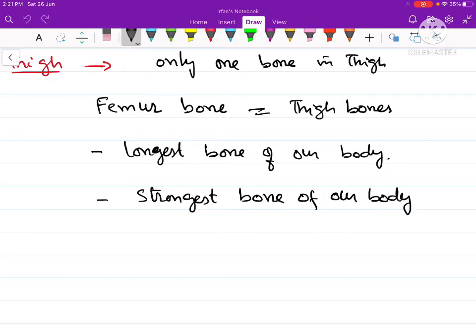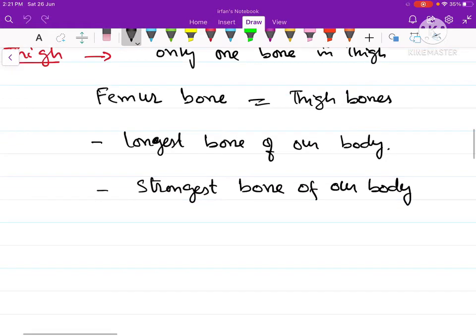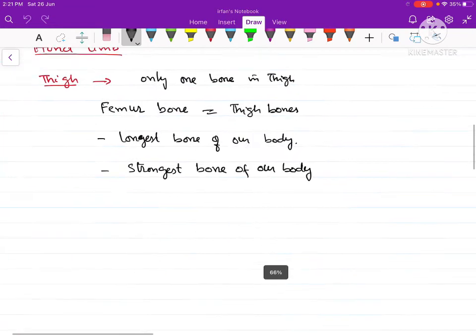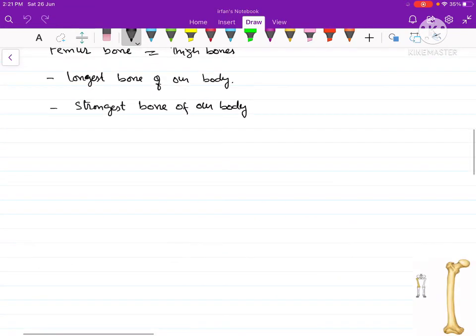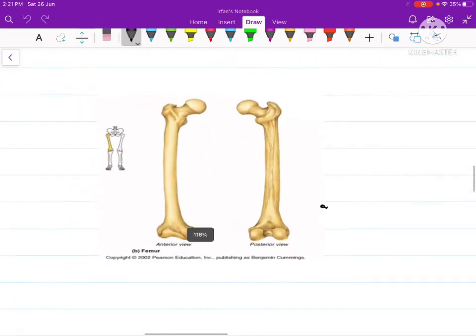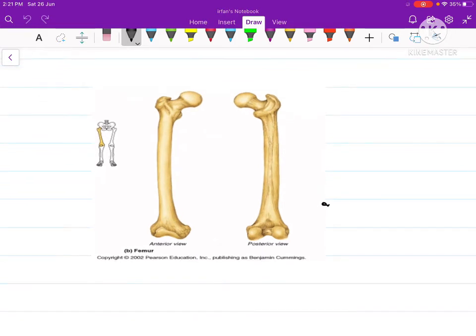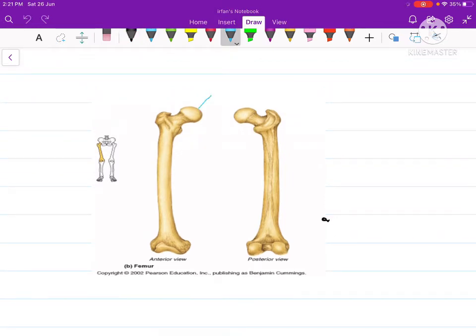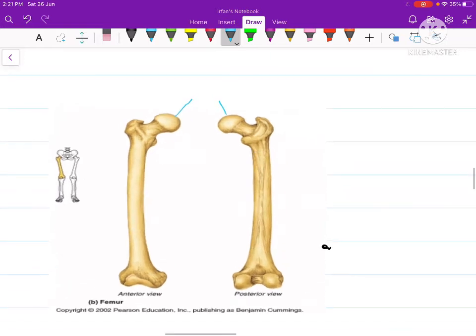As far as this femur bone is concerned, let us have a look at its structure. So here is our femur bone. On the left it is the anterior view, and towards the right you can see the posterior view. It has the following parts. It has a round cap-like structure, and this cap-like structure is called the head.